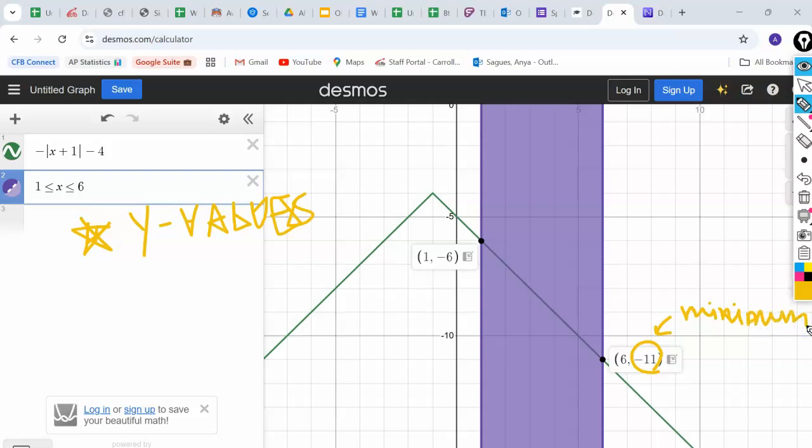All right. And my maximum, my highest point is over here. The y value of that point is my maximum, which is -6. So that is how you would do maximum and minimum for a problem like this.